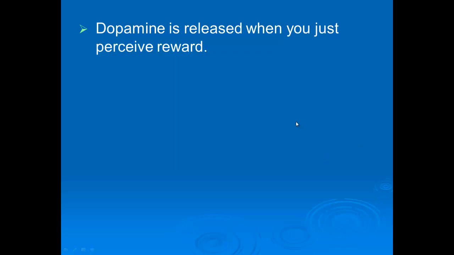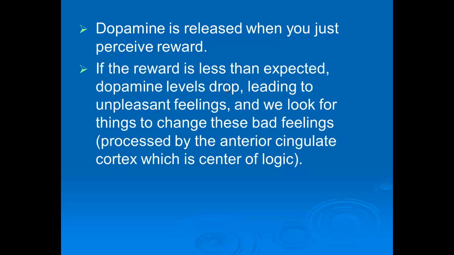So if you solve a problem and you get it, dopamine is going to be released because you feel like, I got it, and that's the reward system being activated in your brain. But if the reward is less than expected, then the dopamine levels drop and you have the unpleasant feelings and you want that to change. And that's where the logic part will be activated and you'll be like, it's not worth your time. And so it's very important to overcome this stage of not giving up, even if you are uncomfortable.